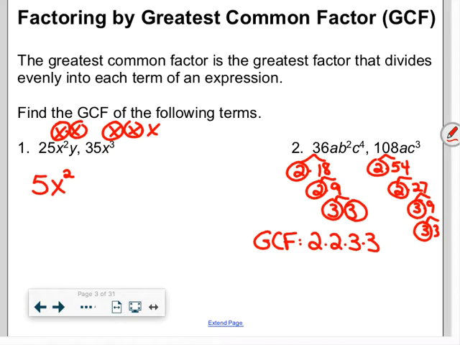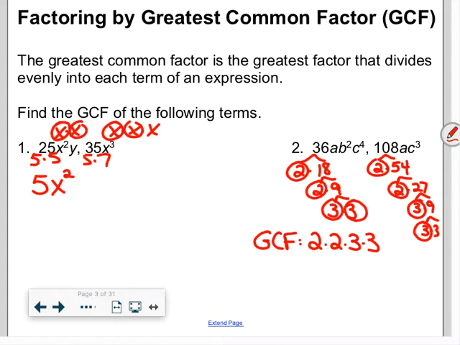Ryan, did you have a question? Yeah, I'm just confused, because there's 4 2s, and why is there only 2 2s? Okay, do you see up here? This was 5 times 5 and 5 times 7. I didn't put 2 5s down. I'm asking myself, what is the number or factors that's common to both?